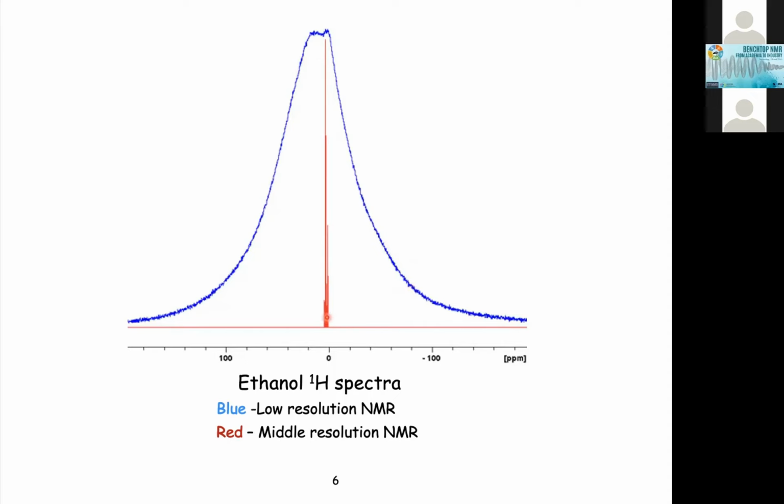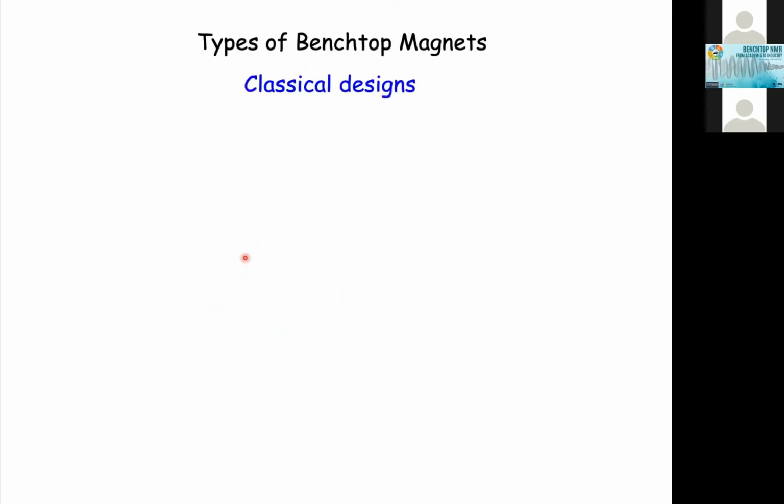This is the kind of signal that we obtain, for example, in middle resolution, where we can see chemical shift and all these other parameters. But if you put the two together, this one is almost not able to see anything because this signal here is so broad, okay? And I will talk to you about some classical designs to make magnets.